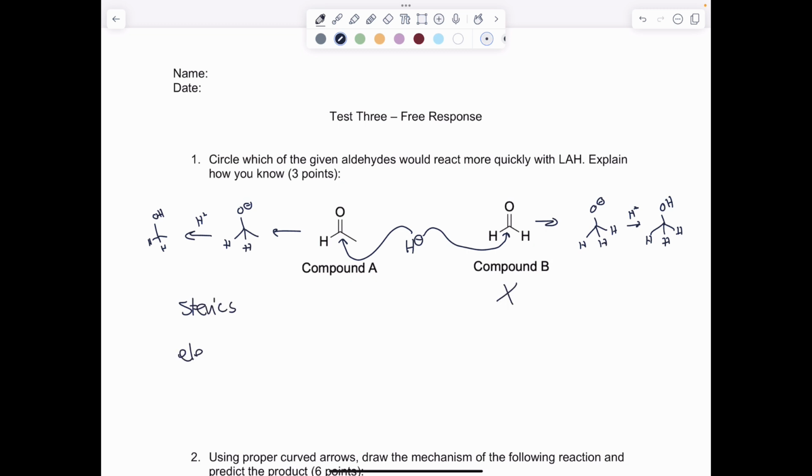And then in terms of electronics, we know that both of these structures are capable of resonating, so there's going to be a resonance structure in which there is a negative charge on the oxygen and a positive charge on the carbon. And because of the CH3 group here, this is capable of inductively stabilizing the carbocation, whereas compound B doesn't have anything to stabilize the carbocation, so this one's going to be less stable, hence more reactive. So both sterics and electronics are going to favor compound B reacting more quickly.